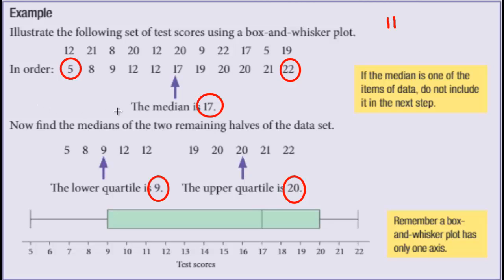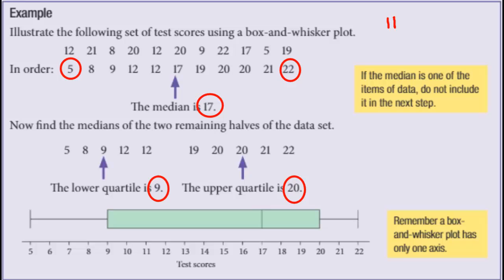Now we are going to draw the box plot. The minimum value is 5, so this is the location of 5, and the first quartile is 9, so this is the first side of the box at 9, and the upper quartile is 20, and this is the second side of the box at 20. So I will join the first quartile and the third quartile, and this will give us the box of the plot.